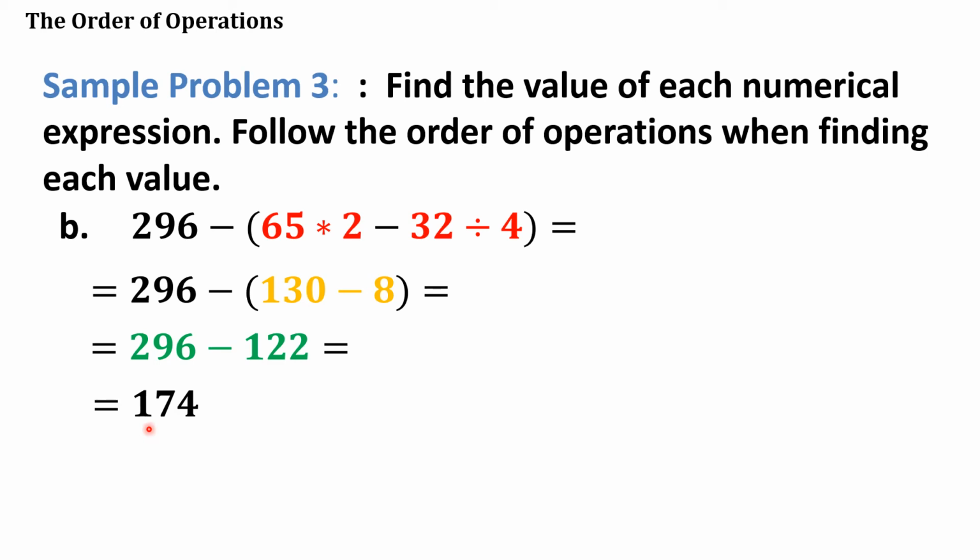Our answer is 174, and if you had the same answer as mine, then congratulations. And all we did here was solve what was inside the parentheses first. We first had a multiplication, so we solved for that. Then we had a division, so we solved after it for that. Then we solved our subtraction that was inside the parentheses. And then we could solve our last subtraction that gives us the answer.